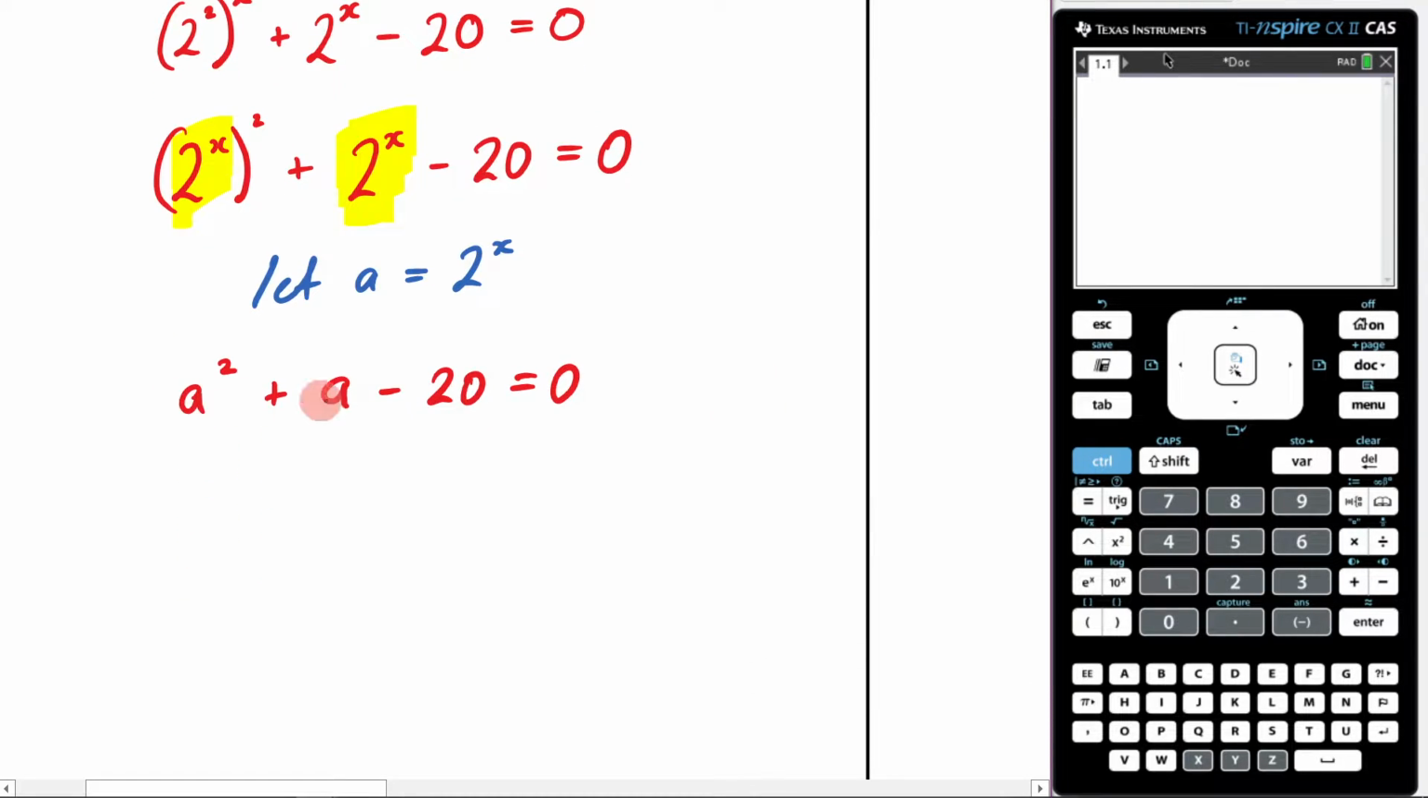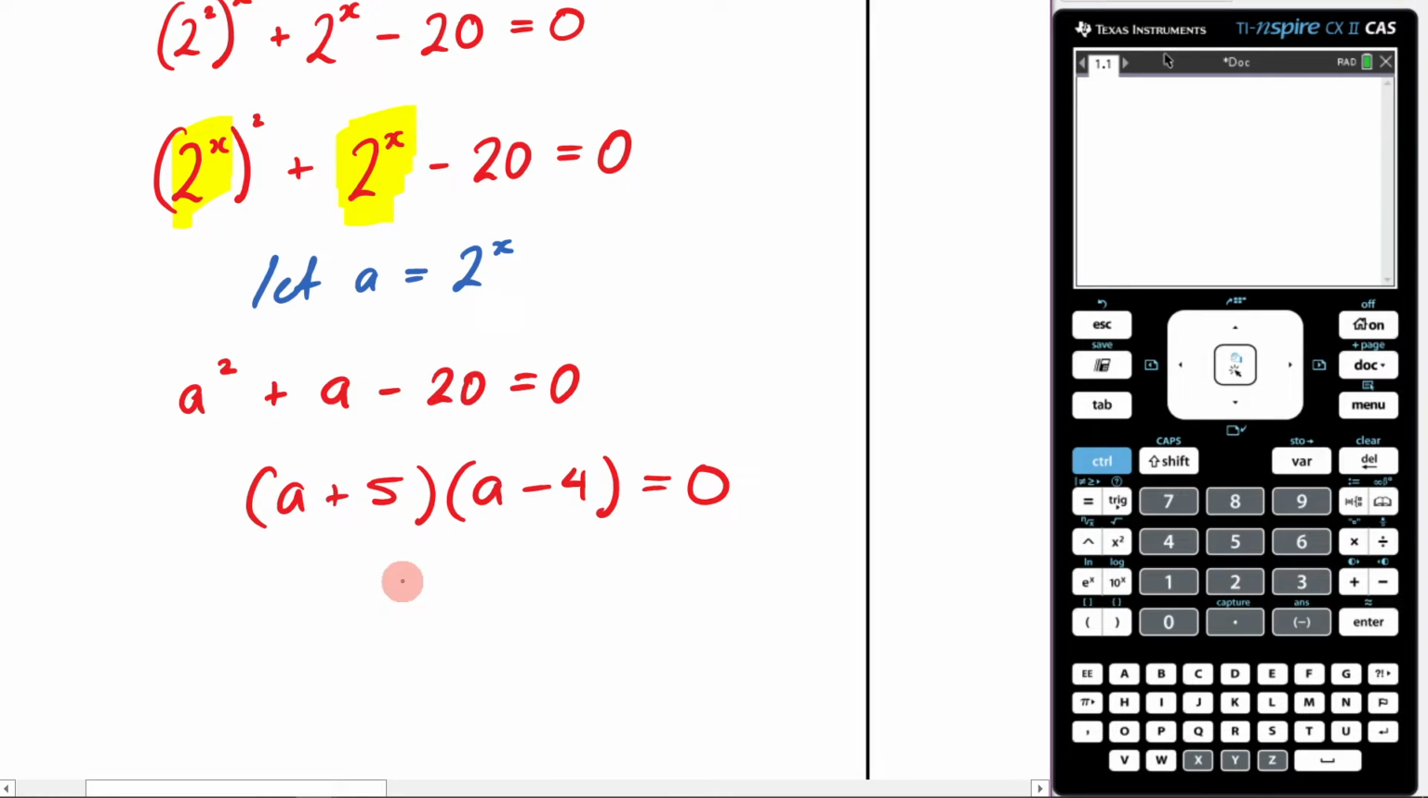Okay, I have a quadratic. This is a quadratic. So I have made a quadratic out of what we were just doing. And now I just need to factorize this quadratic. So what are two numbers that multiply to get to negative 20 and add to get to 1? Well, that's going to be a plus 5, a minus 4 is equal to 0 because 5 times negative 4 is negative 20. 5 plus negative 4 is 1.